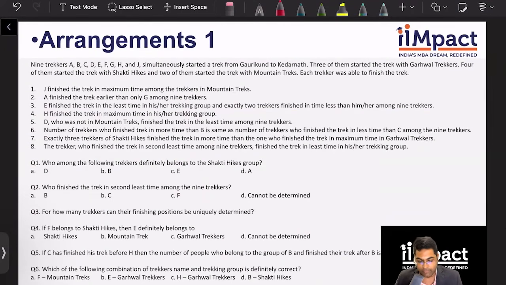9 trackers have been given to us. Start a trek from this place to this place. 3 of them are with this group, 4 of them with another group, and 2 of them with another group. Then I've been given a few clues. All right. So this set has 6 questions, so definitely a higher ROI relatively, right?